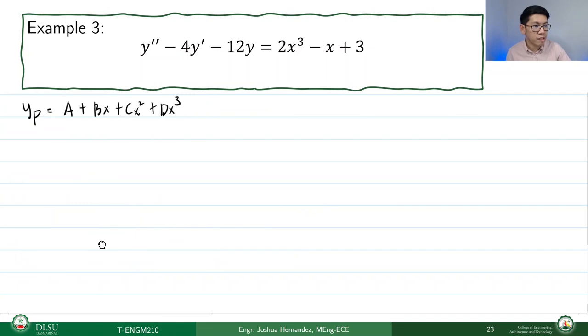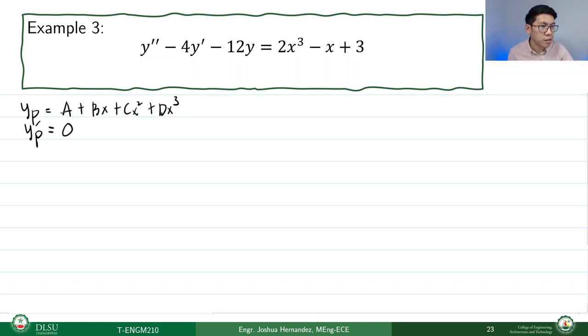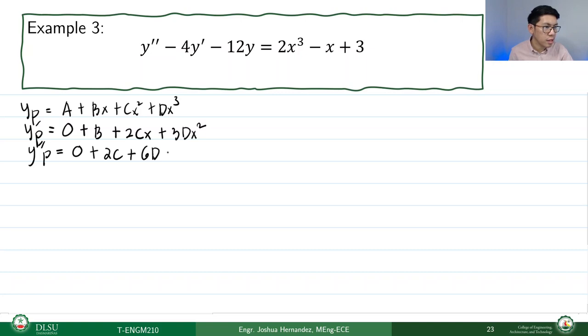Okay. Taking the first derivative would give us zero. So since a is considered as a constant, taking the derivative gives 0 plus b plus 2cx plus 3dx squared. Taking another derivative, b would give us 0 plus derivative of 2cx would be 2c plus derivative of 3dx squared is 6dx. All right?